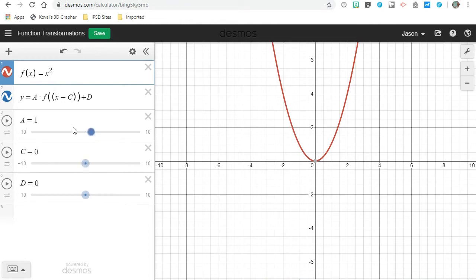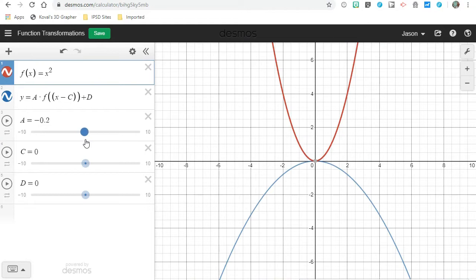If I take a look at A, so A is multiplying my function. If I make A bigger, my function gets more narrow. And if I make A smaller than 1, my function gets wider. Essentially what's happening is it's changing my quote-unquote slope, so to speak. I know that x squared doesn't have a slope, but it's changing my rate of change. It's making y change faster when I increase A.